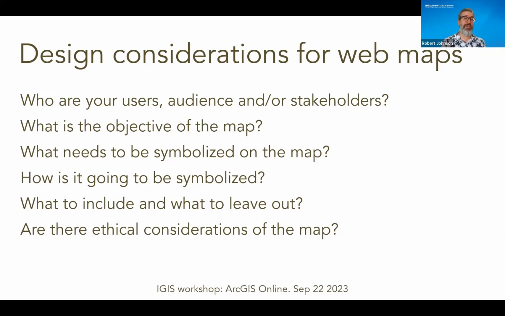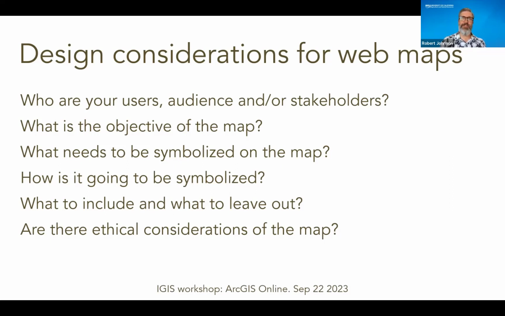That gets into what to include and what to leave out. There's a tendency, especially when you're making a web map, to just throw data on there, anything and everything. You want this data, you want that data. And on a web map, it's not as big of an issue because you can turn layers on and off to your heart's content. But it's not always the best thing to do, to throw the kitchen sink on a map.